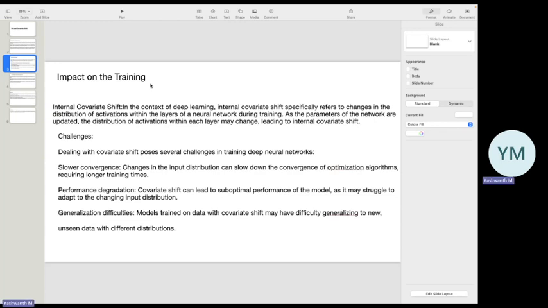So what is the impact on the training this can have, as we have discussed? Specifically, when we have this internal covariate shift. In the context of deep learning, internal covariate shift refers to changes in the distribution of the activations within the layers of the neural network during the training. As the parameters of the network are updated, distributions of the activations within each layer may change, leading to internal covariate shift.